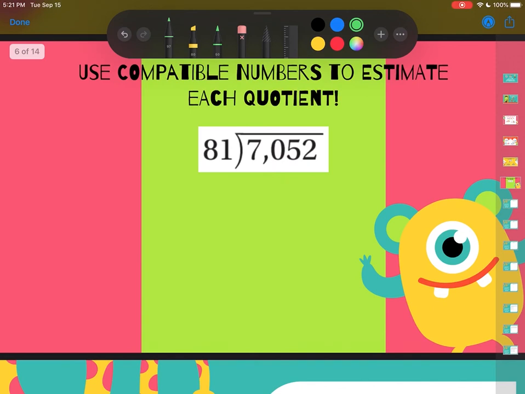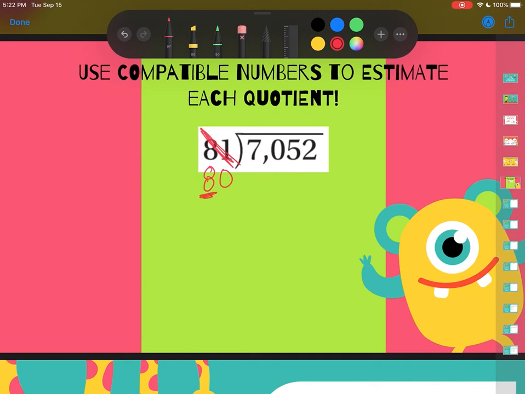All right, let's do one more together. We've got 7,052 divided by 81. First thing I'm going to do is round my 81 to the tens place because I want it to be either 80, 90, 100. I want it to be an easy multiple of 10 number. Well, 81 would round down to 80 because 81 is closer to 80 than it is to 90.